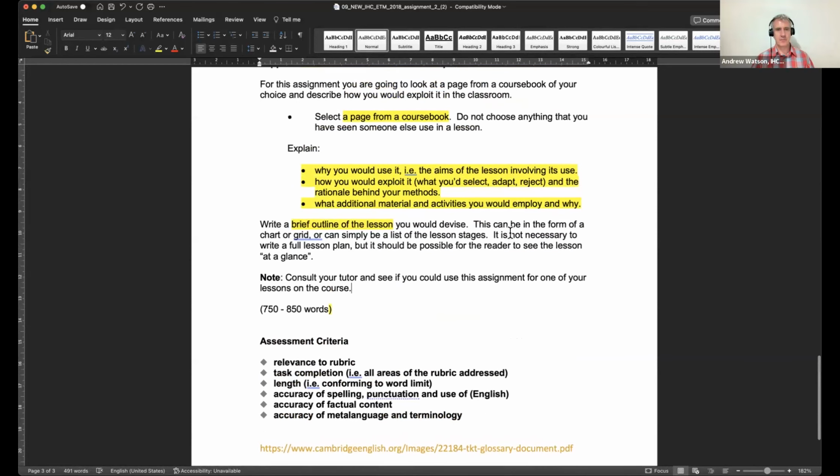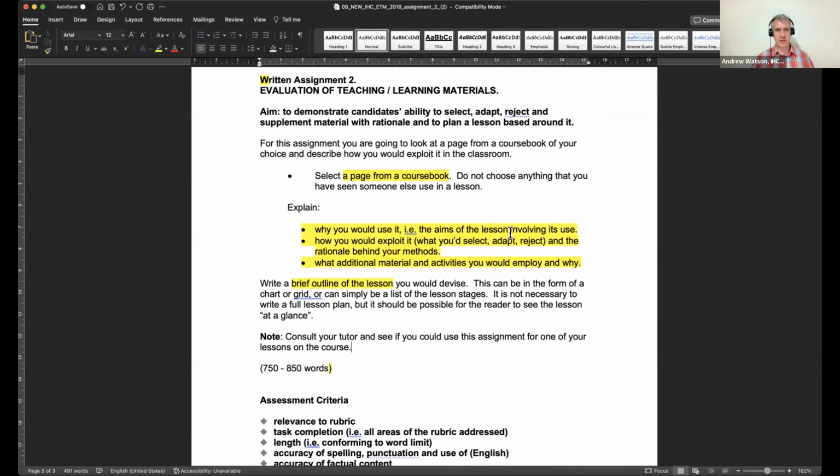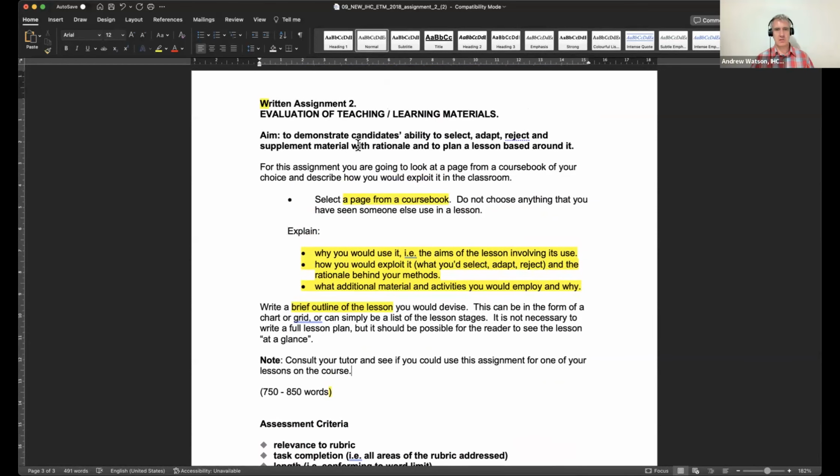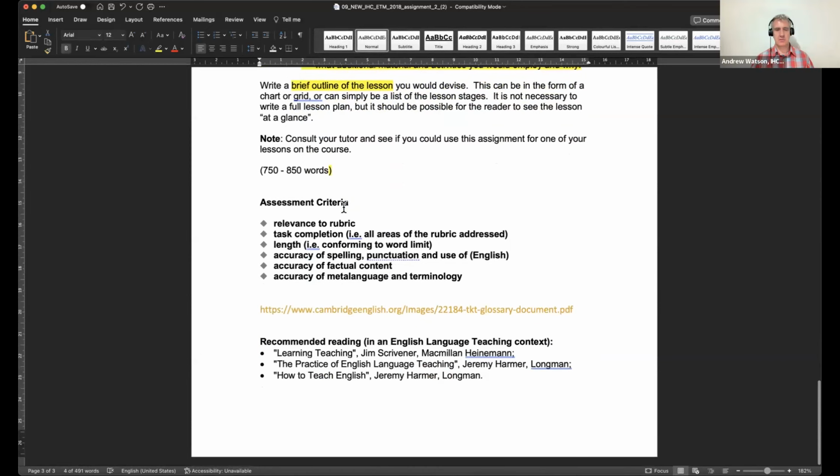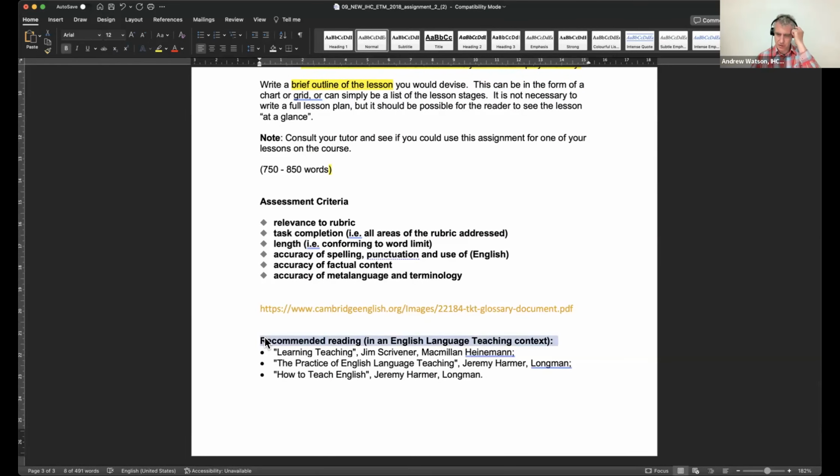When you're considering the rationale for the use of any supplementary material, you can consult any of these books, which are found in the library, the resource section of the NEO platform, right?